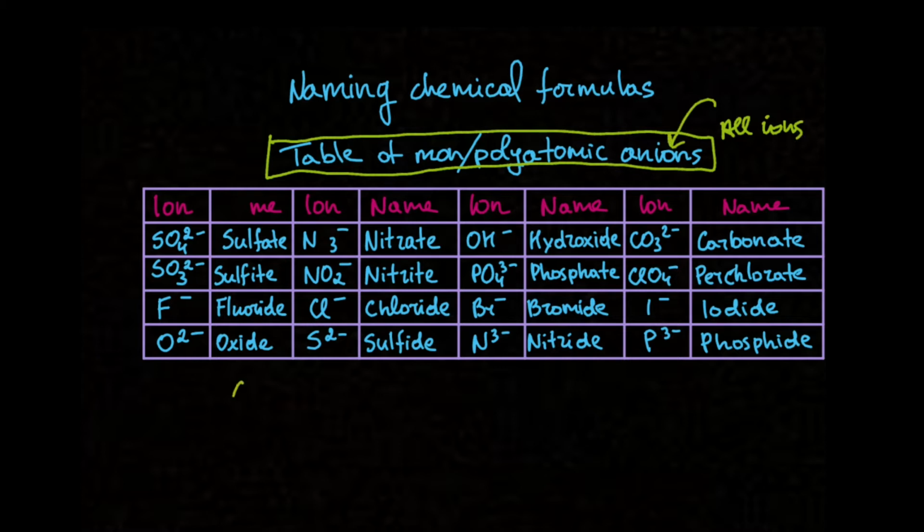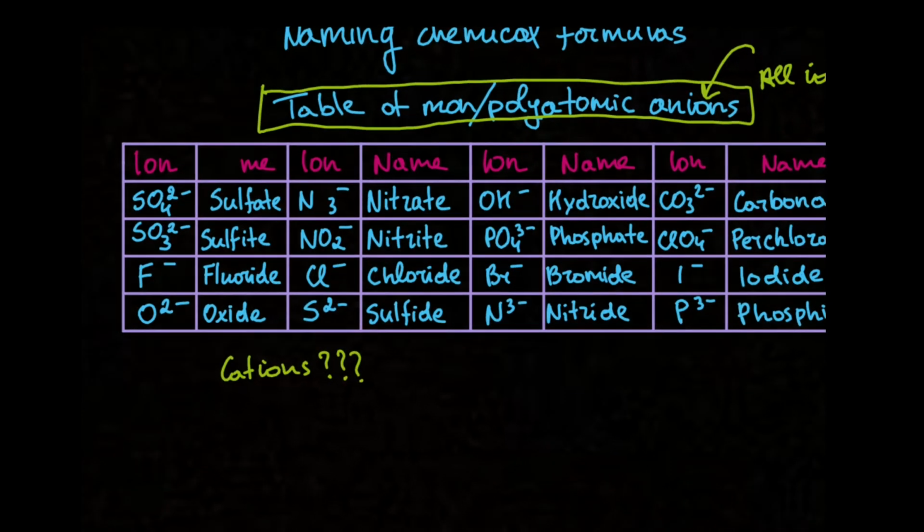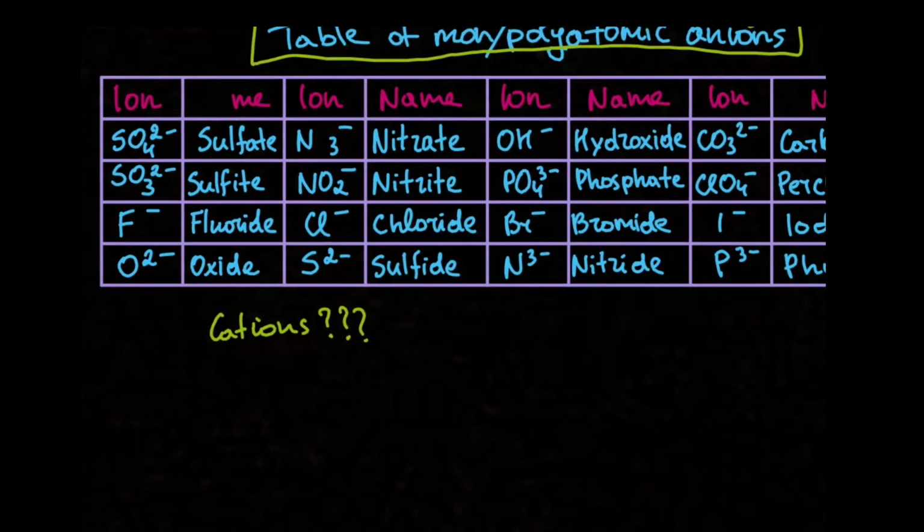Then how about cation names and formulas? All cations are named as we see them in the periodic table. For example, Na+ would be sodium ion, and Al3+ would be aluminum ion.